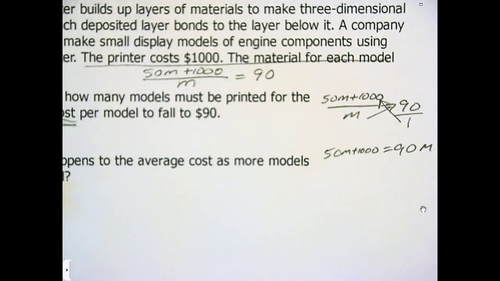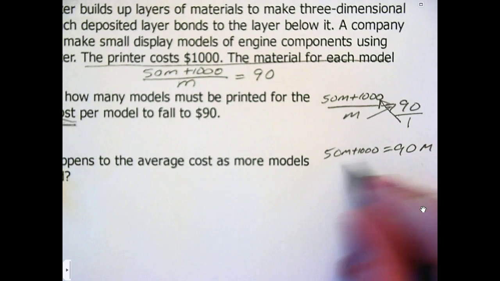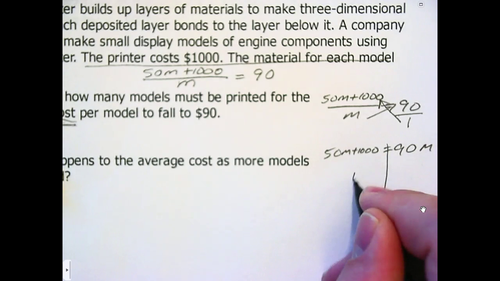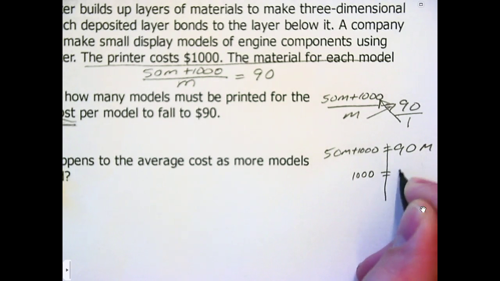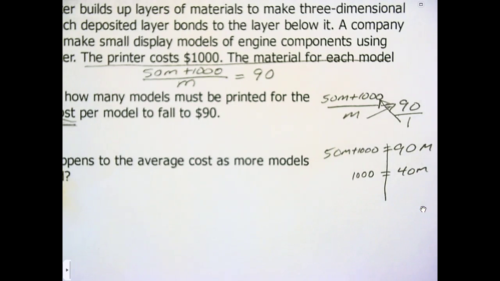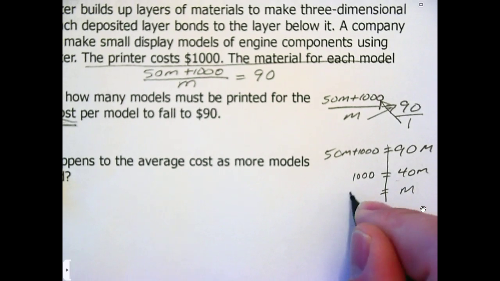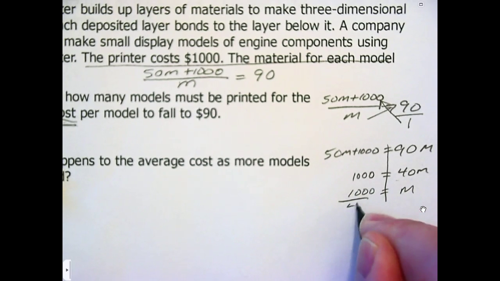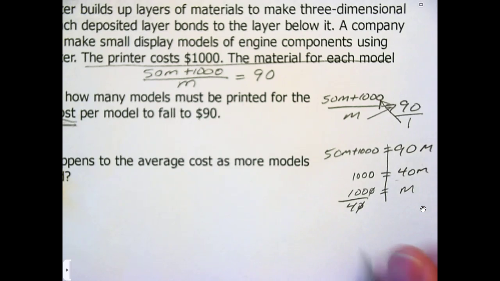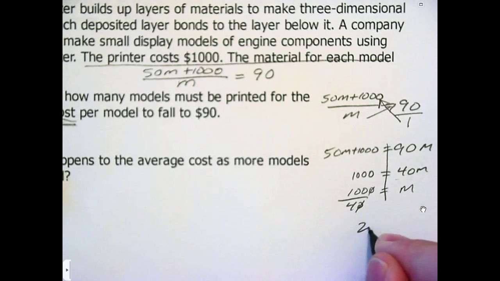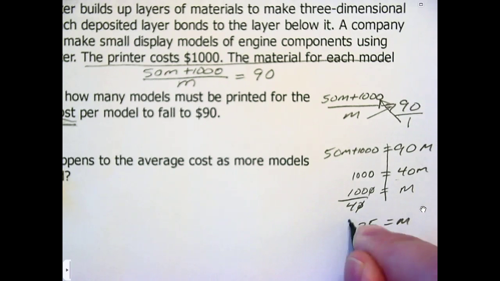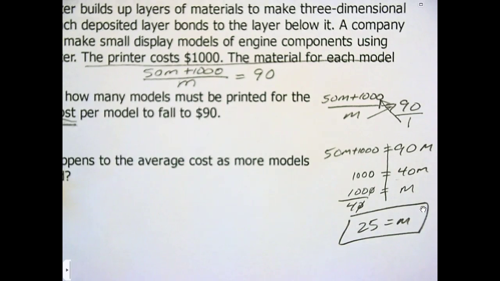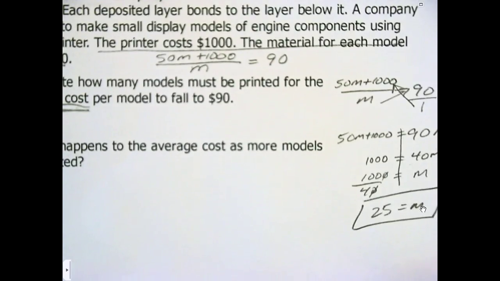Now move the 50 over. Subtract 50 on both sides. And then divide by 40. 1,040ths, or 104ths, or 25. So estimate how many models. We don't even need to estimate. It's an exact value. It's 25.